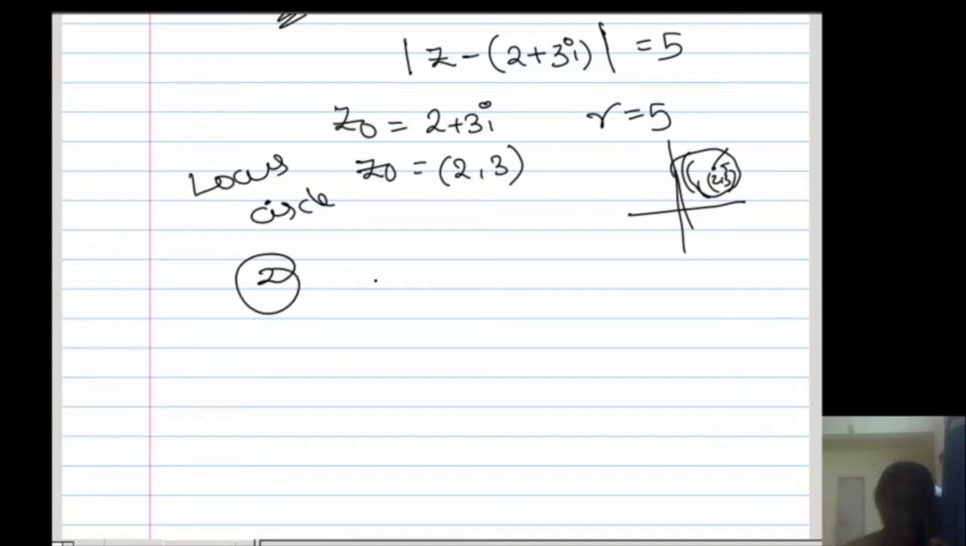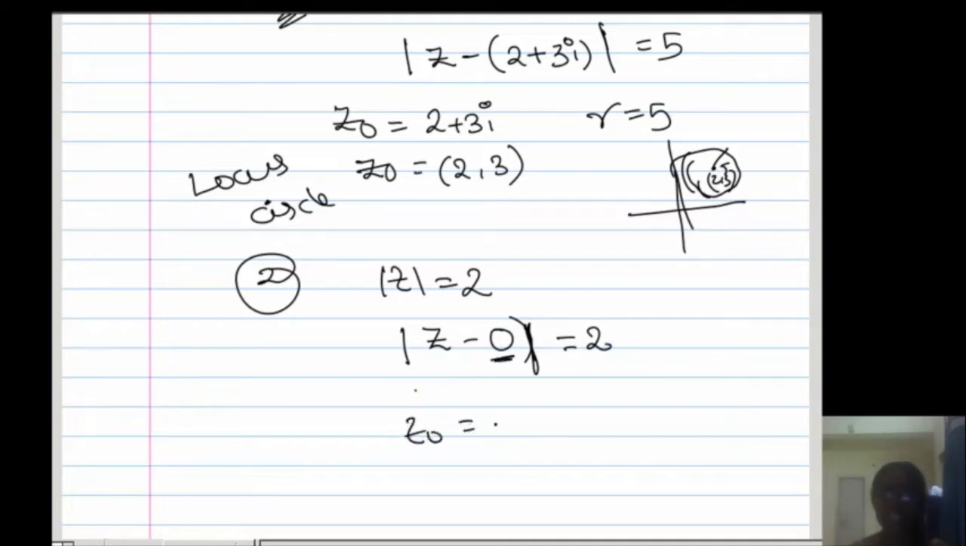Similarly, you can take a second example, mod z is equal to 2. You may have a doubt: madam, there is no z naught now. So I can write mod z as mod z minus 0 equal to 2. Here 0 represents z naught, which is 0 plus i into 0, nothing but the origin. What is the center here? Origin. And the radius is 2.